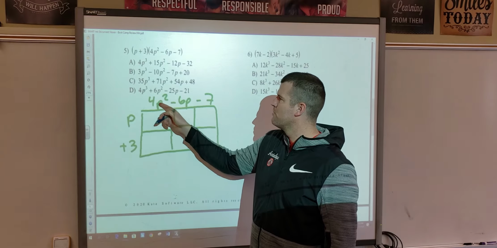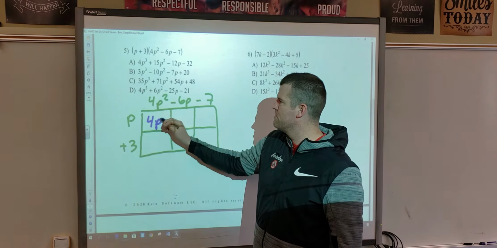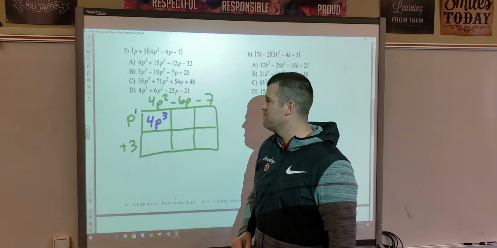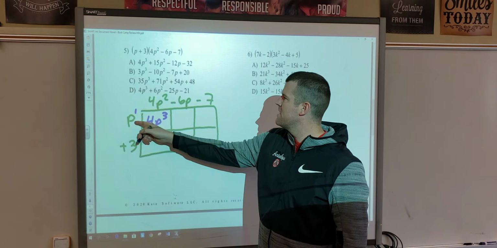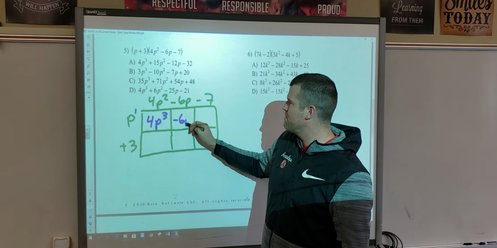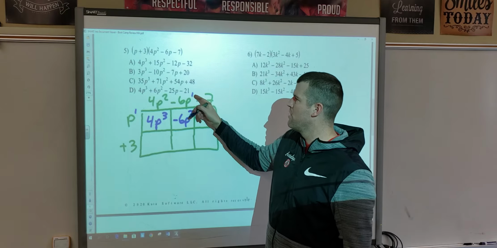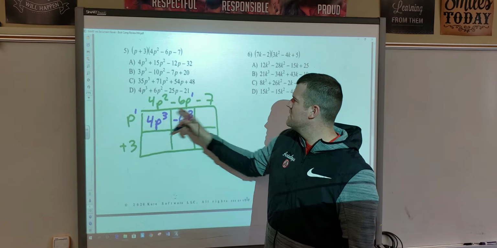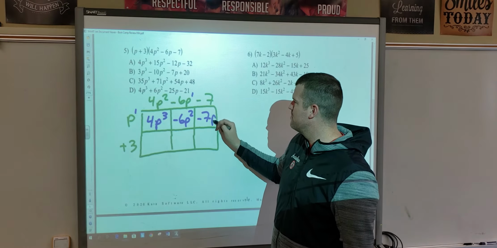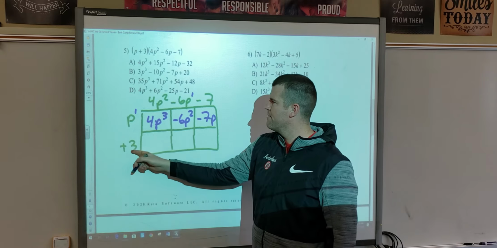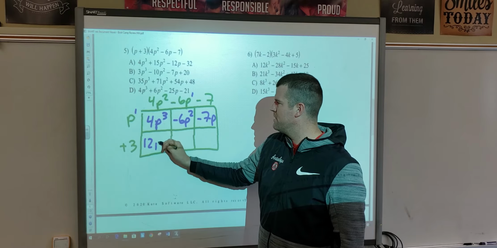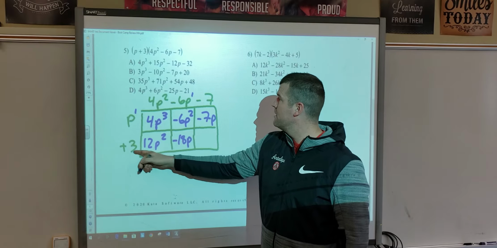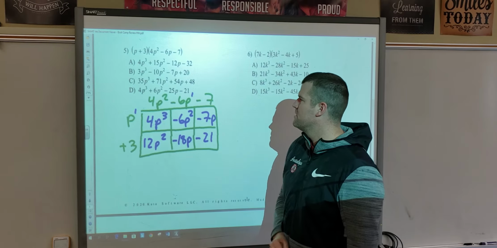To fill in this box, I'm going to do 4p squared times p, which is 4p to the third, because I really have p to the 1, and with exponents, we add the exponents as we multiply. Negative 6p times p is going to be negative 6p squared, because that's really 1 and 1, and we add those together when we multiply. And then finally, we have p times negative 7, which is negative 7p. To get my bottom row, 3 times 4p squared is 12p squared. 3 times negative 6p is negative 18p. And 3 times negative 7 is negative 21.